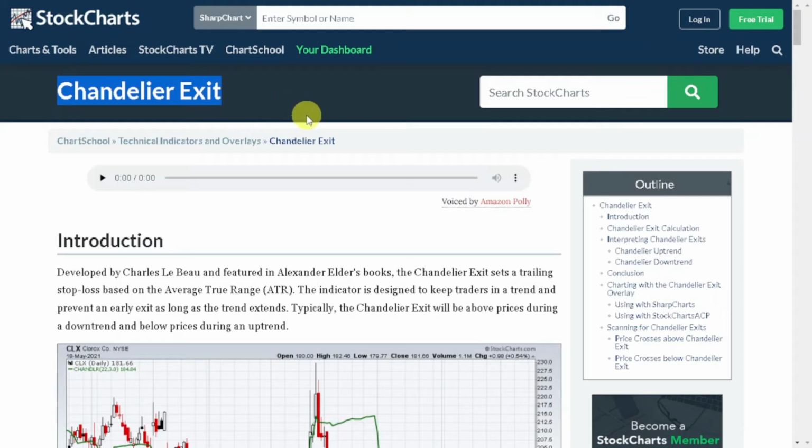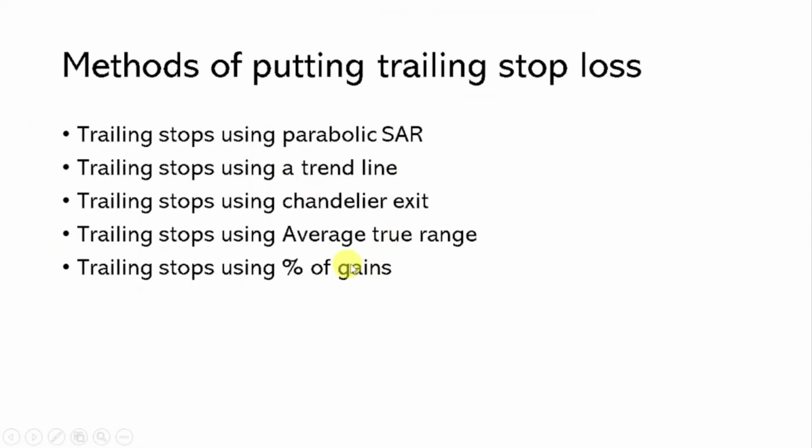But if you want to know more, you can read there at StockCharts, because it is not something that you will understand by just watching the video. You will have to apply it on your own. And this is applicable in other technical analysis concepts as well. Whatever I am teaching, please try to apply that. Now let's talk about average true range, which is another method which you can use to trail your stop losses.